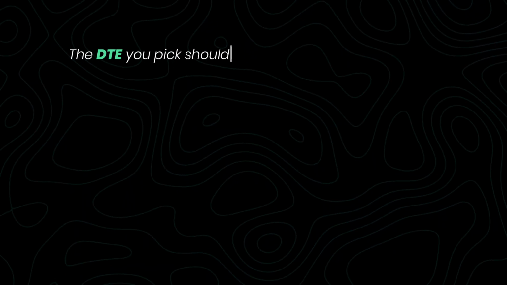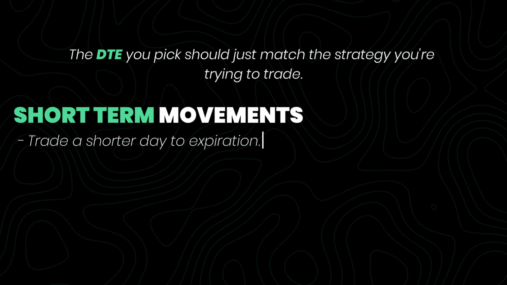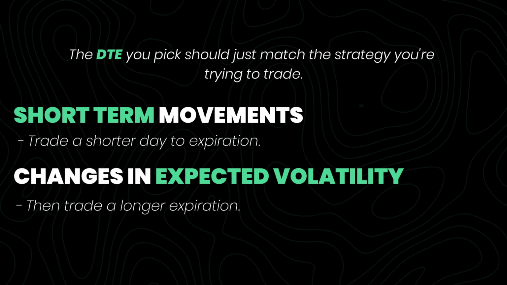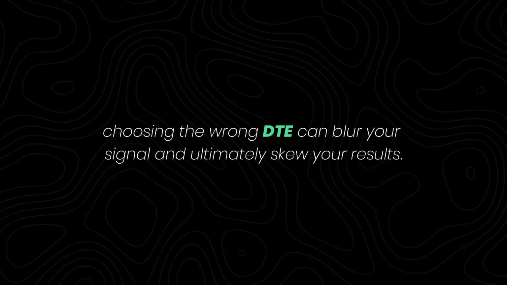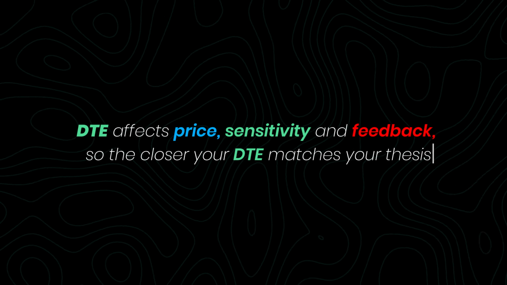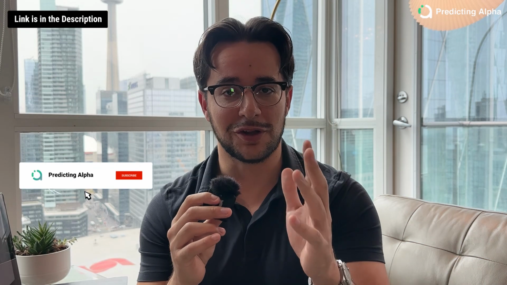The DTE you pick should just match the strategy you're trying to trade. If you're trading short-term movements, trade a shorter day to expiration. If you're trading changes in expected volatility, then trade a longer expiration. Choosing the wrong DTE can blur your signal and ultimately skew your results. DTE affects price, sensitivity, and feedback. So the closer your DTE matches your thesis, the better you're going to do in the long run. So make sure to learn it and use it because it's one of the most important parts of trading options.